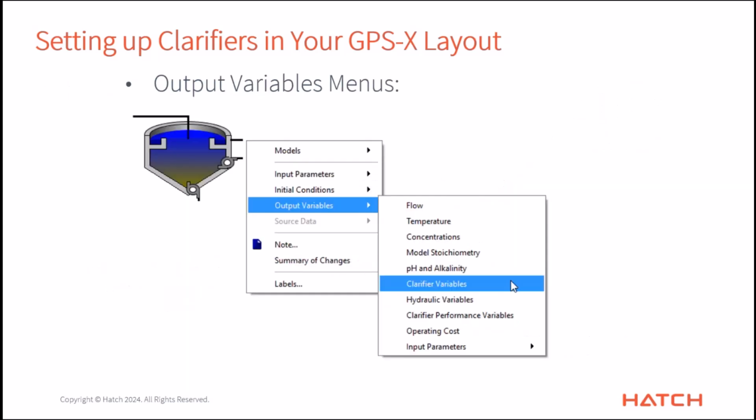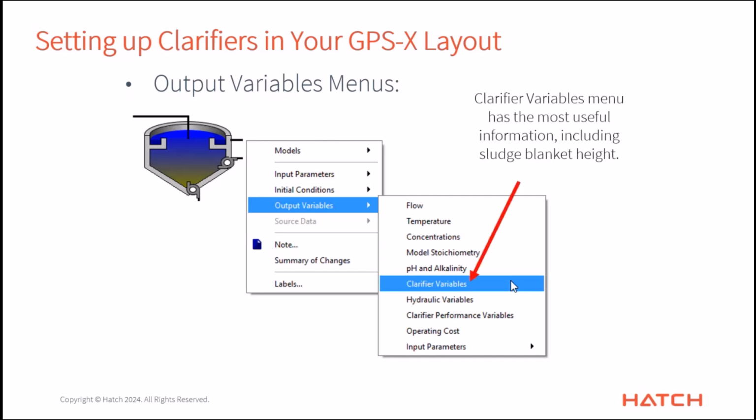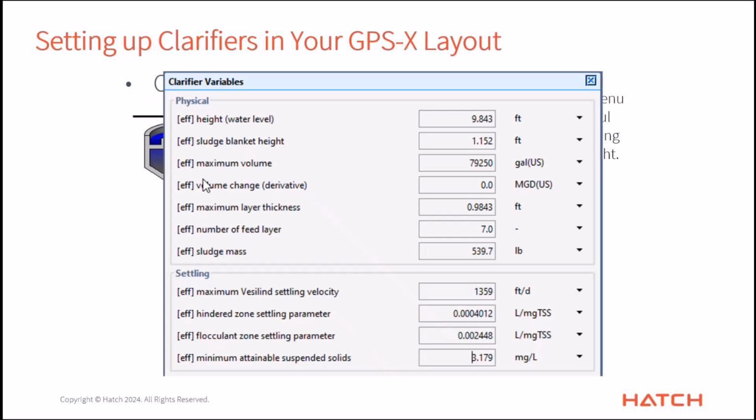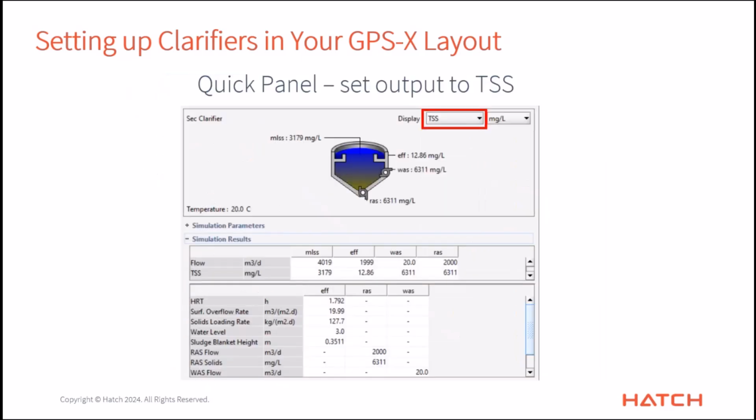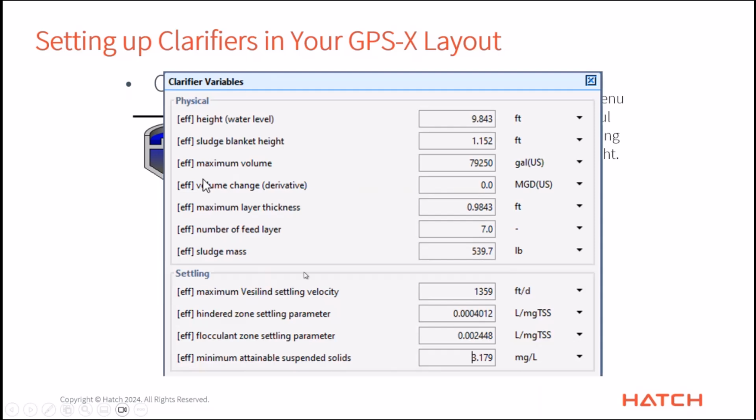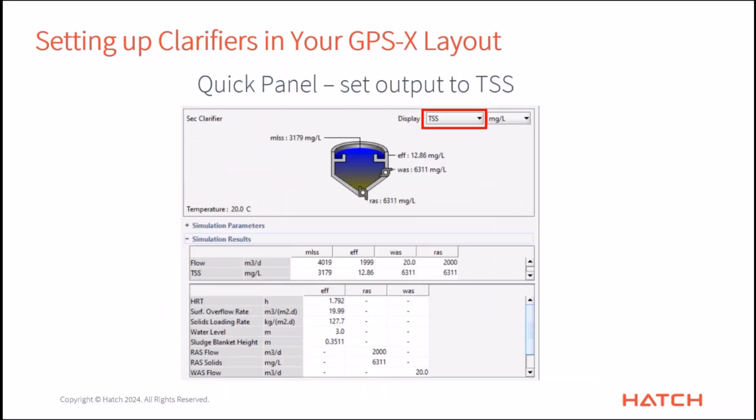Right. Okay. So if you go to the output variables menu of one of those places and click on the clarifier variables, you'll find a few other things. As I mentioned, sludge blanket height, you're going to get some details about the settling velocities and total sludge mass in the clarifier and that kind of thing. There might be useful things here that you might want to take a look at.